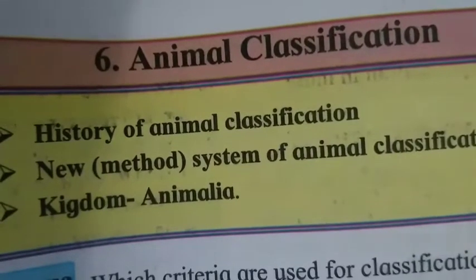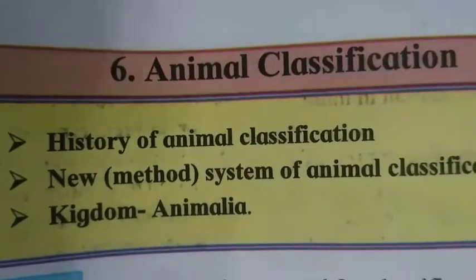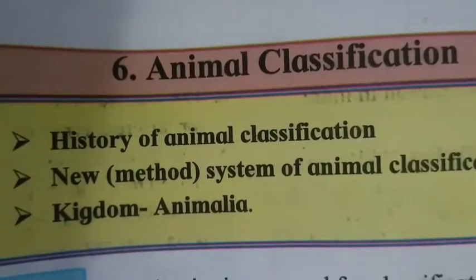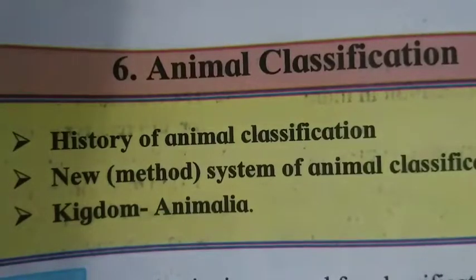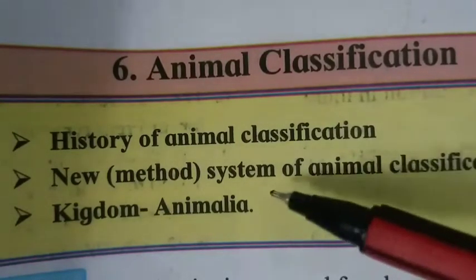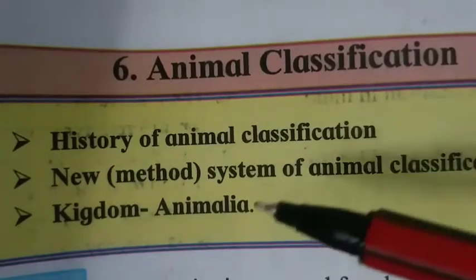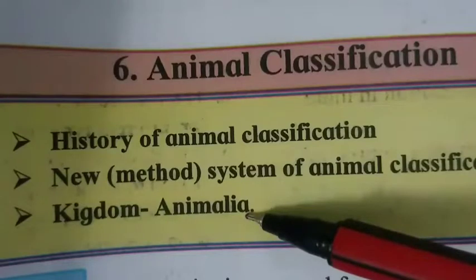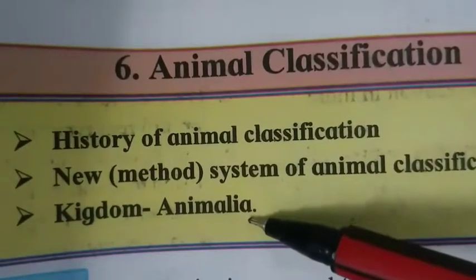Hello students, I welcome you all to this next session of our Science 2 6th chapter, Animal Classification. Now in this chapter we are going to study the history of animal classification, then a new method, also called the new system of animal classification, and Kingdom Animalia, which means this is a kingdom in which animals are included.